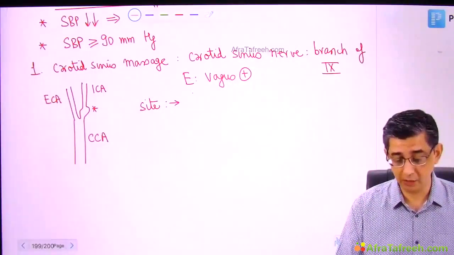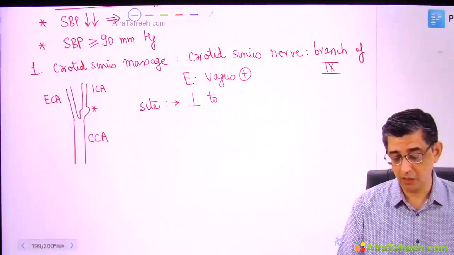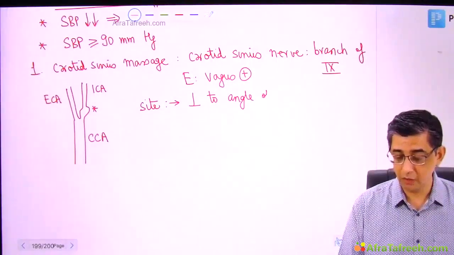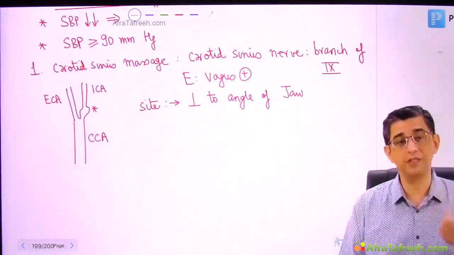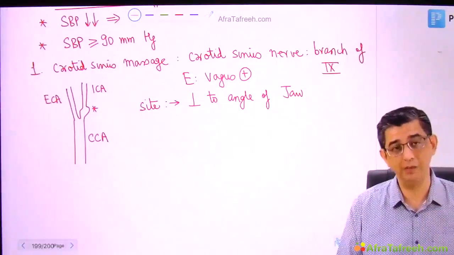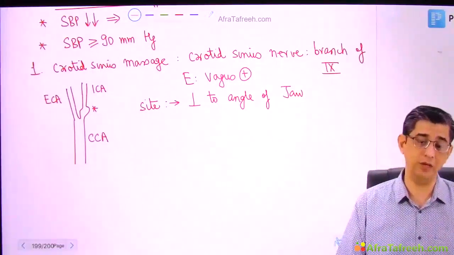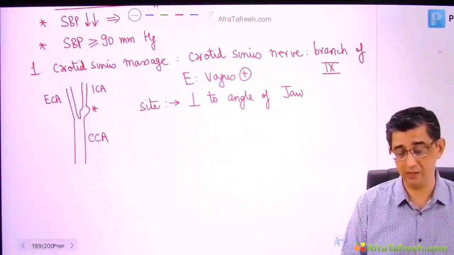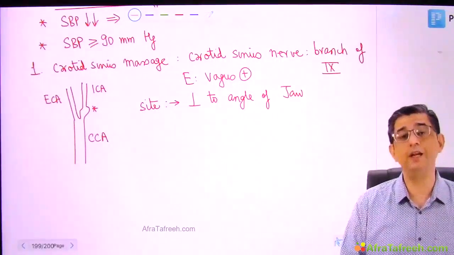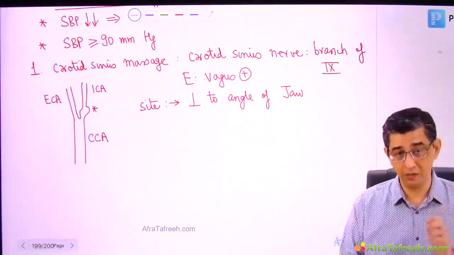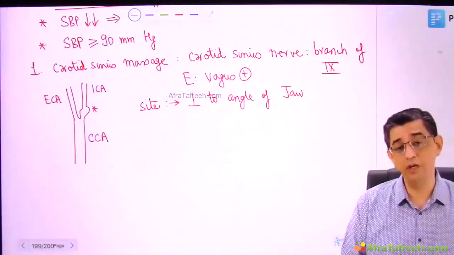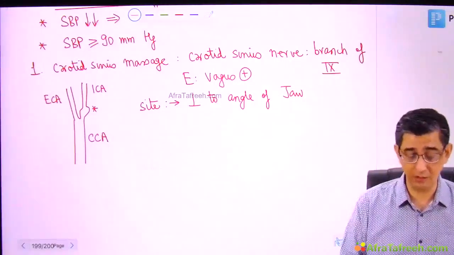The site I said was perpendicular to the angle of the jaw, and whenever you're giving carotid sinus massage, you are supposed to give it intermittently and only on one side at a time. I mean, do not give it to both sides simultaneously, because that can contribute to sudden deceleration, even a bradycardia in some cases. So you give it on one side intermittently. If you give it continuously, it will cause desensitization of the receptors. I repeat once again, if you give it continuously, it can cause desensitization of the receptors.